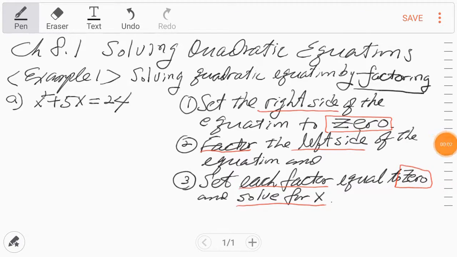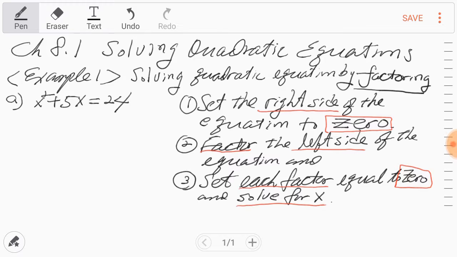Okay, this section is chapter 8.1. This is about solving quadratic equations. Okay, here's an example. Here's an equation. A quadratic equation is an equation that has the power 2. So x squared, here's an x squared. So this is a quadratic equation.